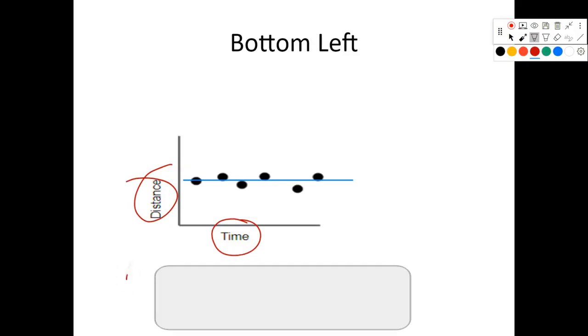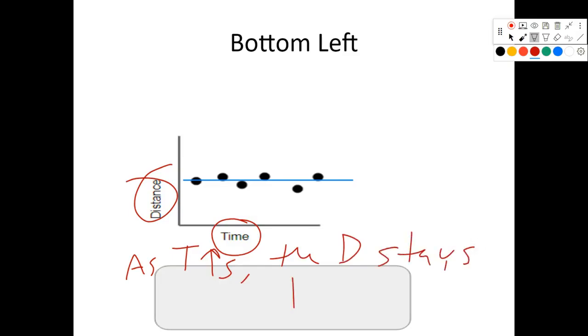Okay, I'm just going to use a T for time, and an arrow up for increases. As time increases, the distance, D for distance, stays the same. Go ahead and write that in. Okay. All right. Nice work.